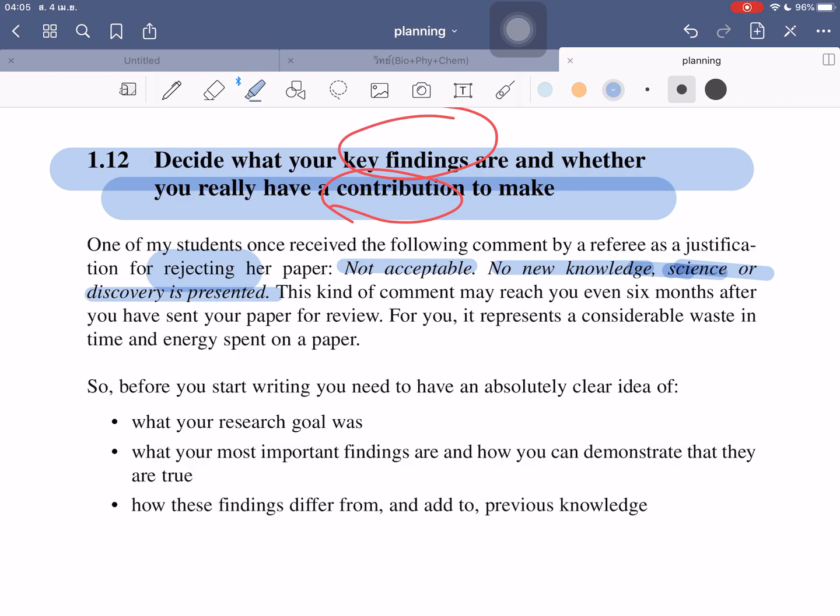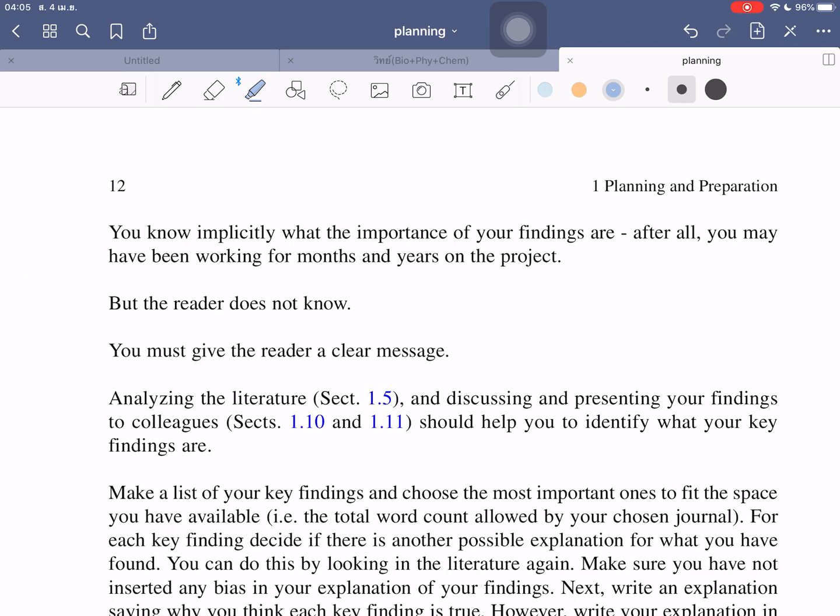So you have to think about what? You have to have an absolutely clear idea of what your research goal is. Your research goal, what is it? And what your most important findings are, and how you demonstrate that they are true or not. And how these findings differ from and add to previous knowledge. You need to have that outstanding difference, so your paper will be accepted. All right, so the important thing is that you have to be clear.